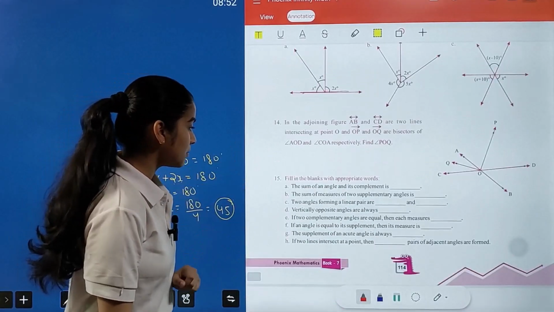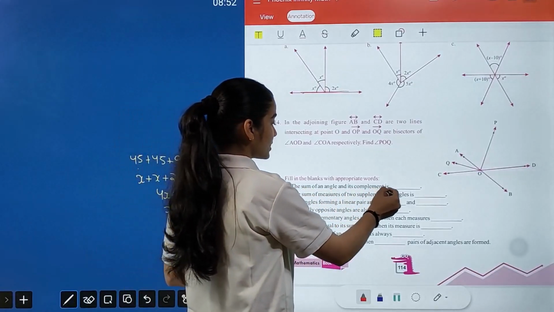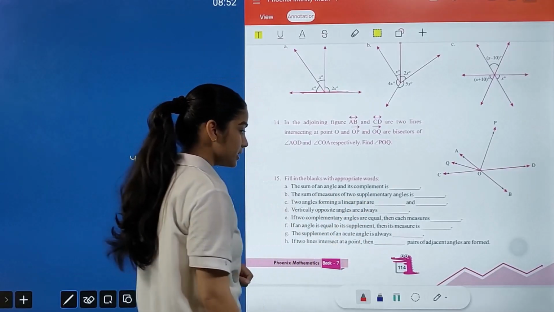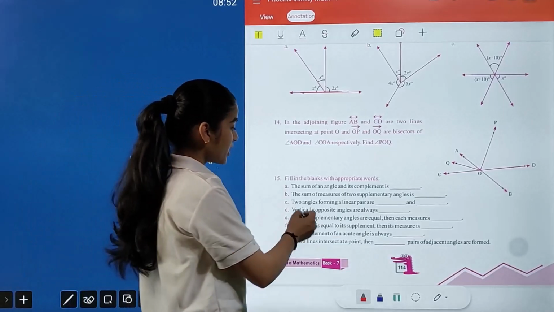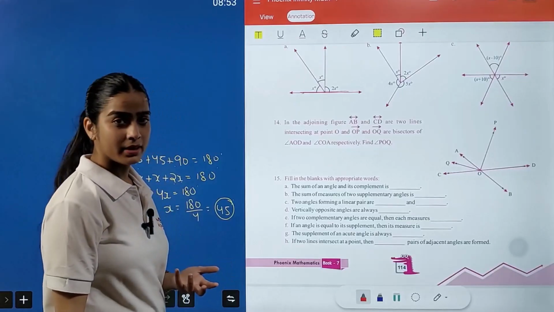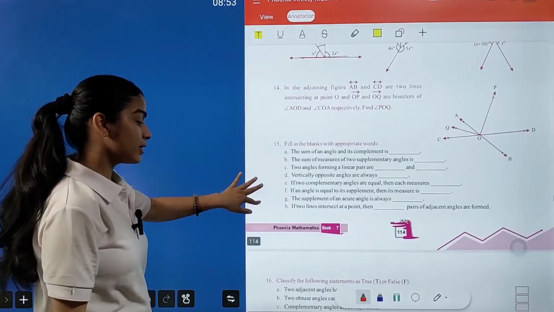Now we have filling the blanks with appropriate words. The sum of an angle and its complement gives complementary angles. The sum of the measures of two supplementary angles is 360 degrees, because 180 plus 180 is 360 degrees. Two angles forming a linear pair are complementary angles. In the same way, you have to answer the rest of the fill in the blanks.